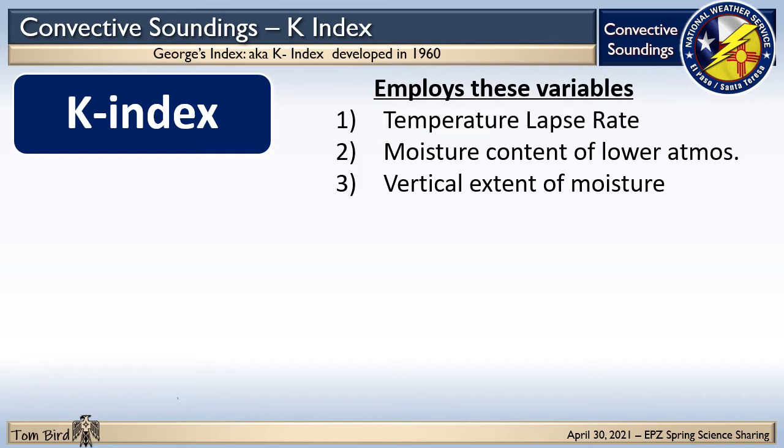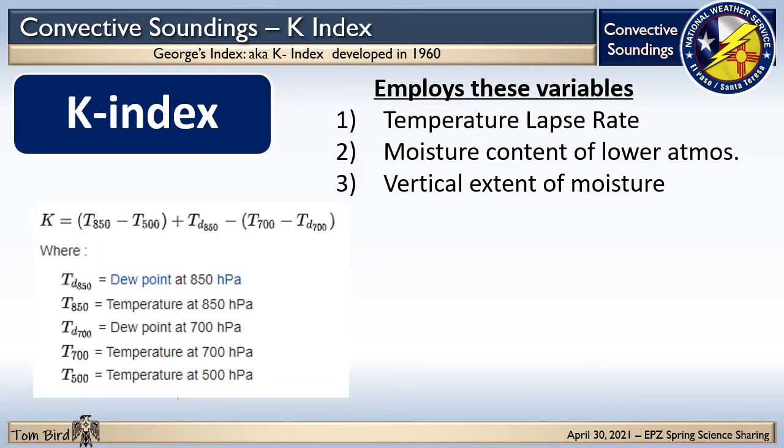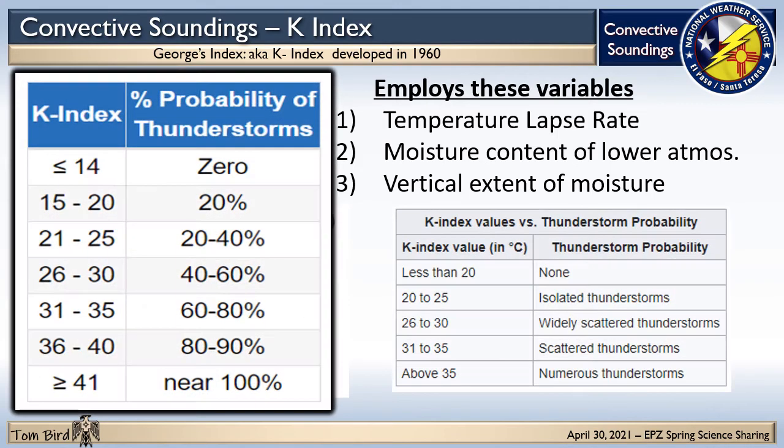It employs three variables basically. It looks at the lapse rate, looks at the moisture content of the lower atmosphere, and the vertical content. How deep is that moisture? And so it looks like this as far as the equation is concerned. It looks at the lapse rate, the low level moisture, and the dew point by looking at 850, 700, and 500 levels. And these are some of the numbers that they mean. The larger this number is, the more likely you are to be seeing thunderstorms across the area.